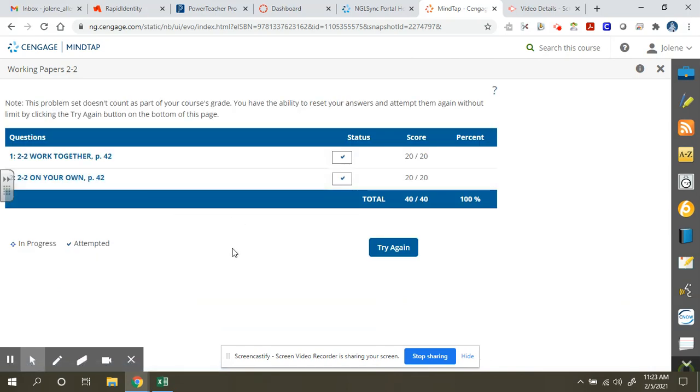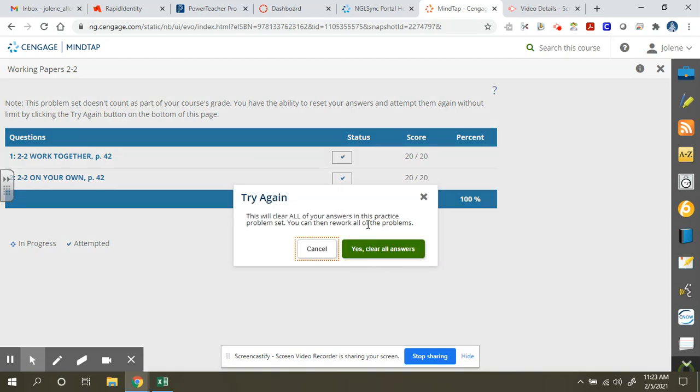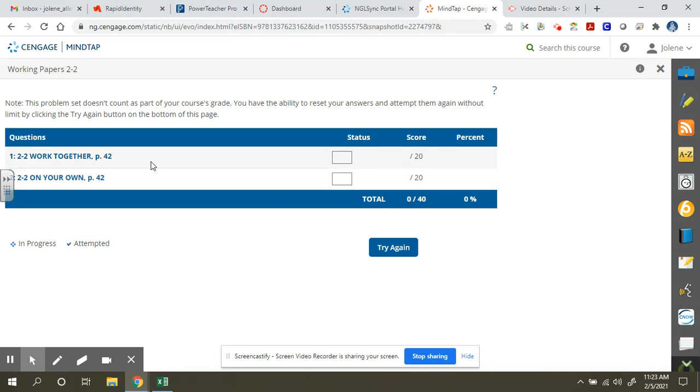Working Papers 2-2. Now you see the checks here. This is because I've already done these assignments. I did them in class, and so I want to try it again. And I've set these up so that you can go back and you can try them as many times as you want. So I'm going to click Try Again. This asks me, are you sure you want to clear all your answers? Yes, I am sure. So now I can go back to Work Together. It's 2-2, Work Together, page 42.